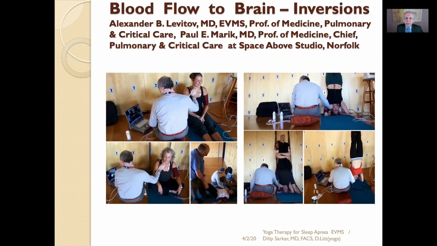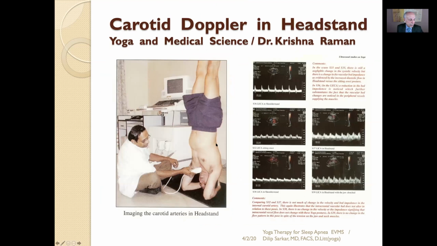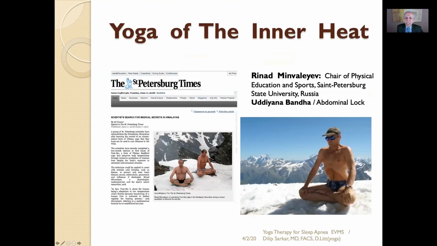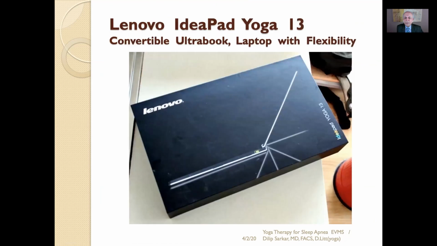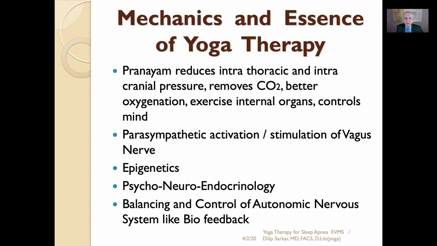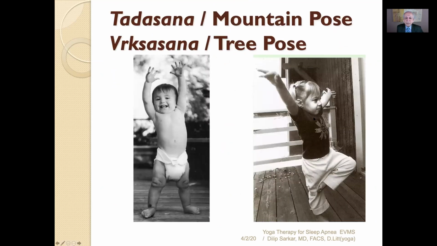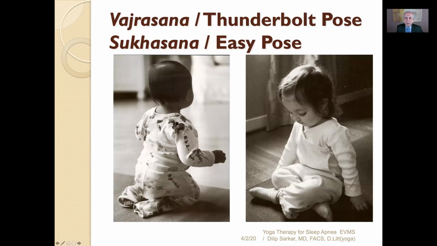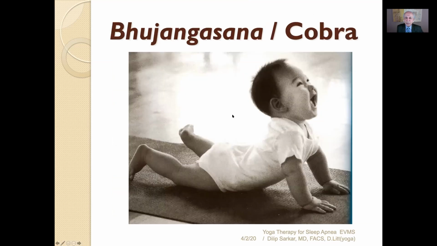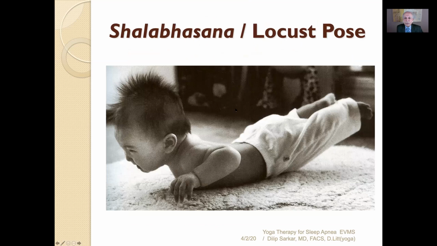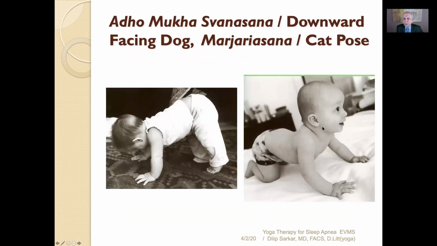This is the one where we measure your echocardiogram and the Dopplers. This shows what somebody in a headstand looks like. We learn yoga from our babies. If you look at a baby, every posture a baby does is yoga. A friend of ours took pictures of all the babies. The baby will stand up naturally in a mountain pose, tree pose. This is called your thunderbolt, easy pose. They get up into a cobra pose. They get into what's called the locust pose. It's called a cat pose.